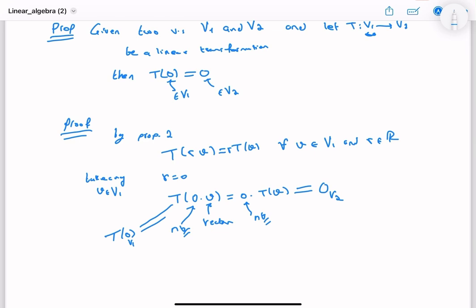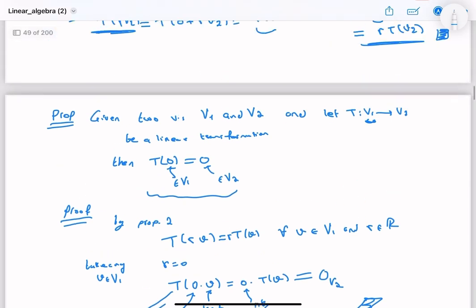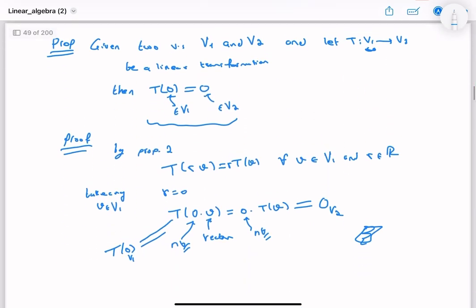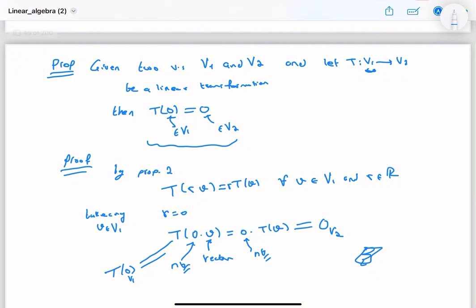This is what we wanted to prove. We wanted to prove that T of 0 is 0, and this is what we got. And this completes also the proof of this thingy over here. So this first proposition, it's important to keep in mind.